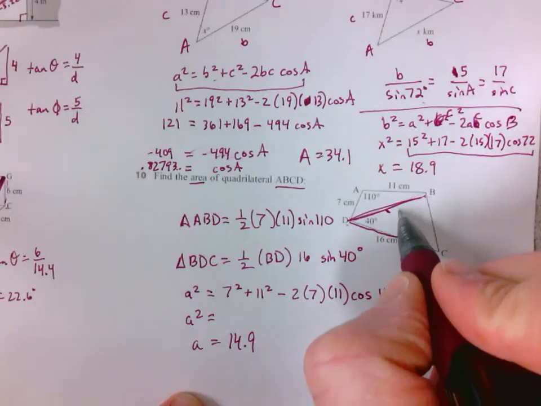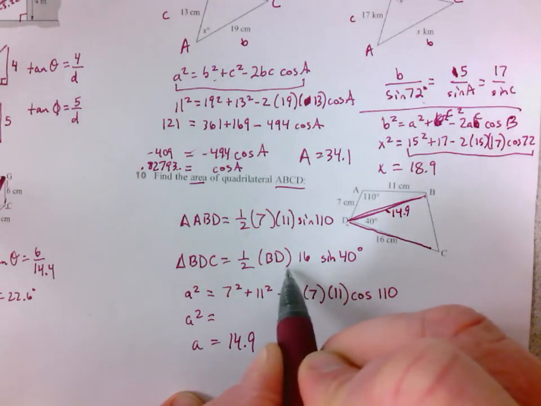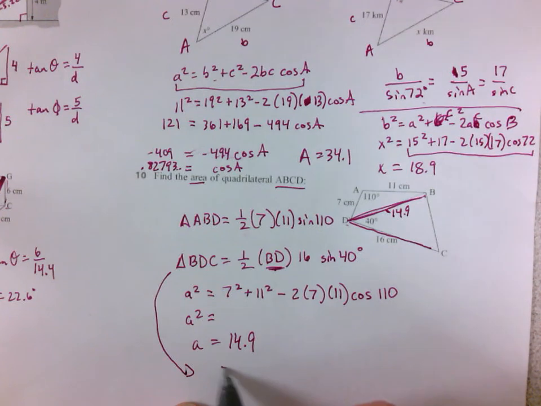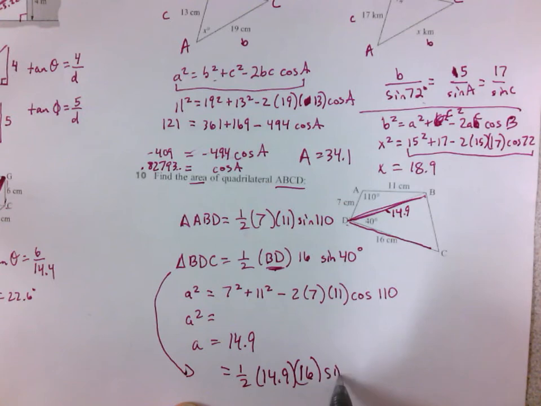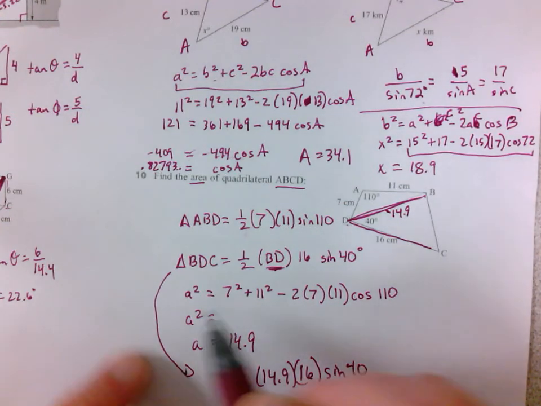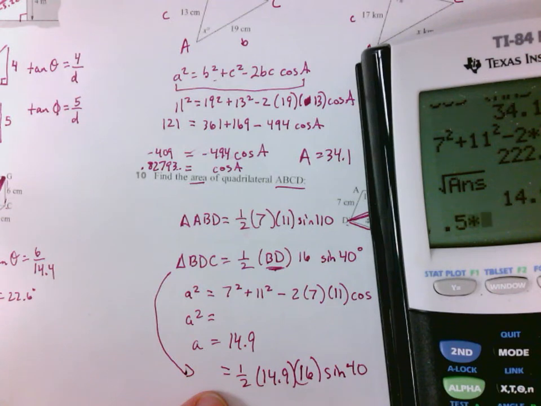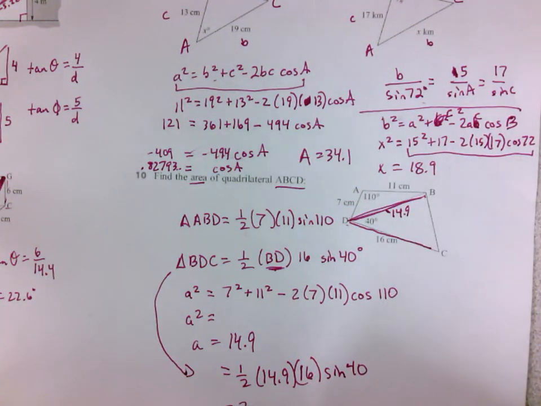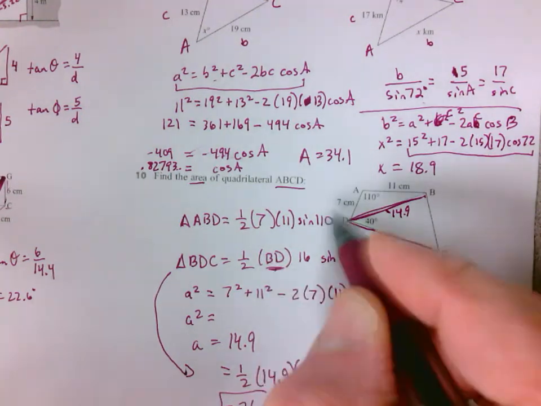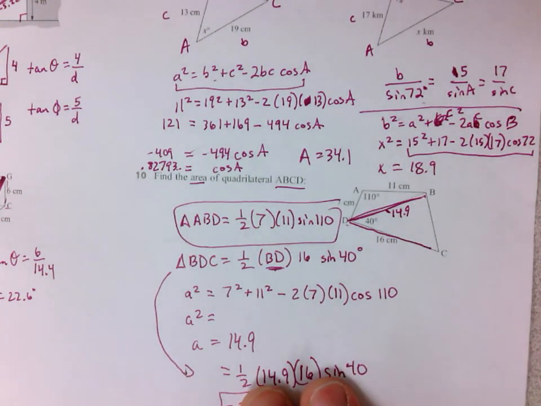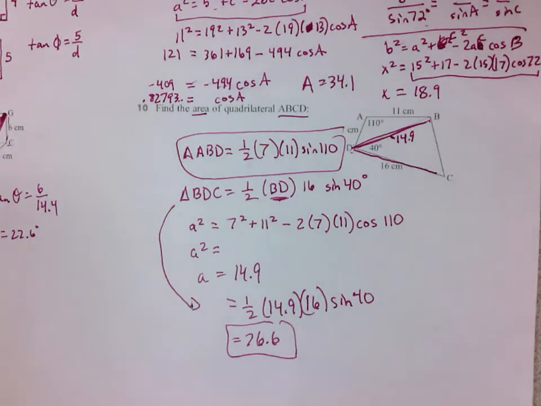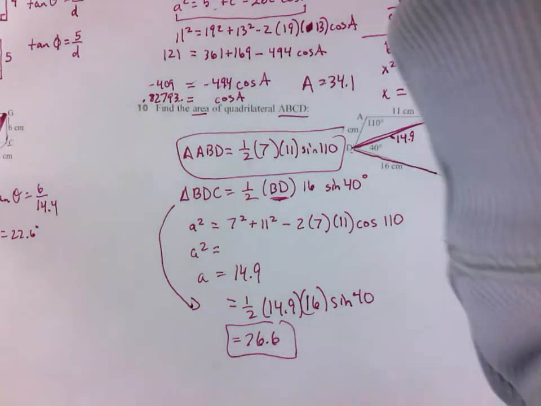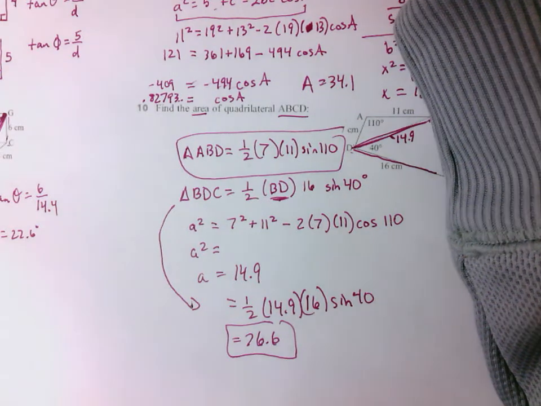Now I can plug my 14.9 in here and find the area of that second triangle. 76.6. So I have this triangle, I'll let you find the area of that triangle, add them together, but you show your work along the way, and you have partial steps in there. Those are some good problems, they're not easy.